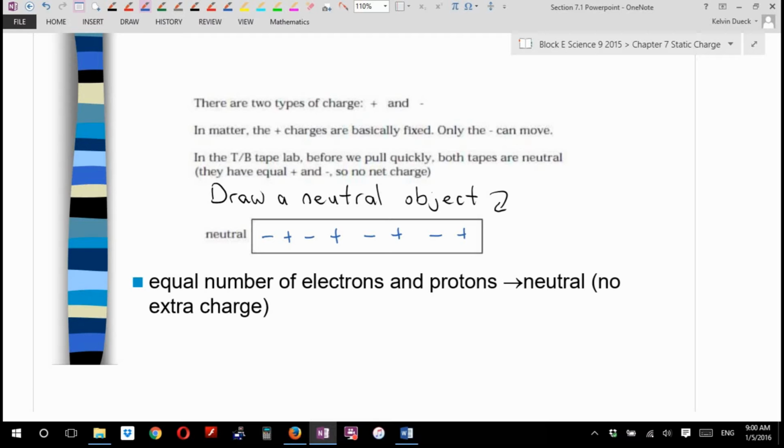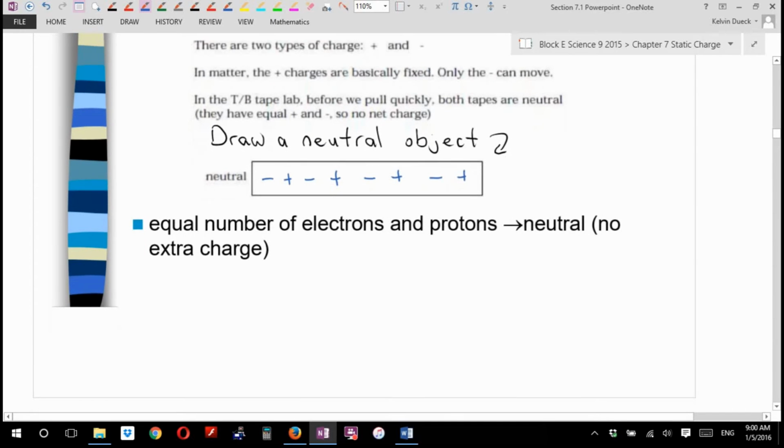The only time I'd give you a bit of a frown is if you left it totally blank, I'd say, well, that might mean that you think it has no protons and no electrons. No, it has matter. It has atoms, just equal numbers. So equal numbers of electrons and protons, we call that neutral. No net charge, no extra charge.